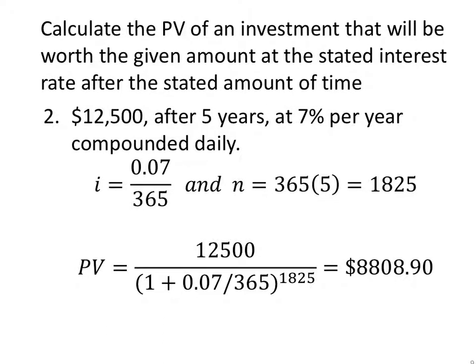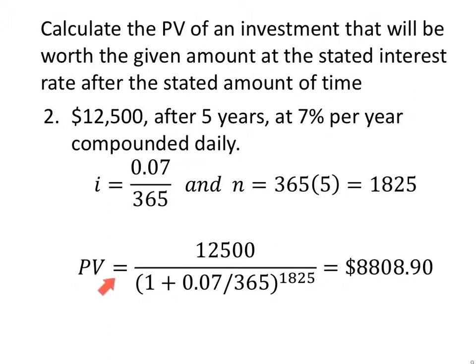Calculate the present value of an investment that will be worth $12,500 after 5 years at 7% per year compounded daily. Okay, my interest rate, 0.07 per year daily, so 0.07 divided by 365. The number of compounding periods total, 365 for daily for 5 years. That's 1,825 total compounding periods.